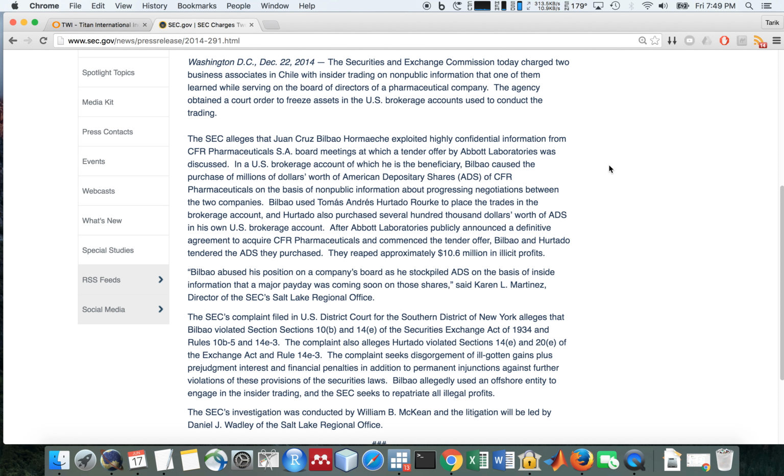If it's a fixed price tender offer, they'll say, we'll buy your stock at, say, $30 a share. And everyone who tenders their shares will effectively sell them to Abbott, and then Abbott will get a stake in the company for CFR. And this usually implies that the price of CFR should go up because Abbott will have to provide a premium over the current trading price of CFR shares in order to entice the investors to sell their shares. So Juan was a board member and learned about this potential tender offer from Abbott.